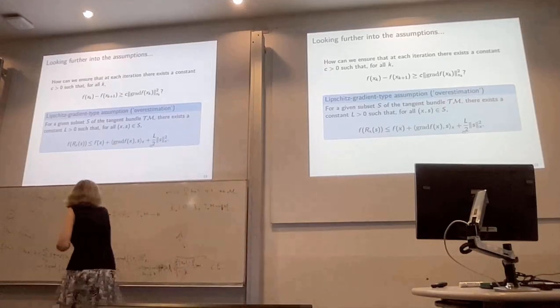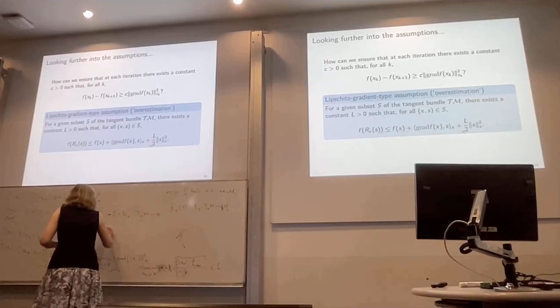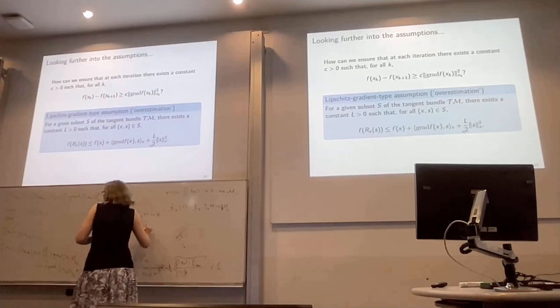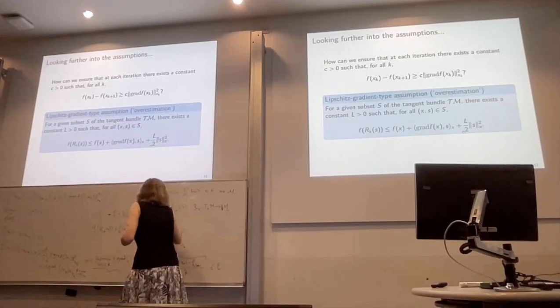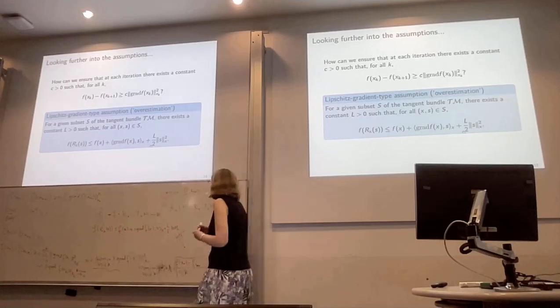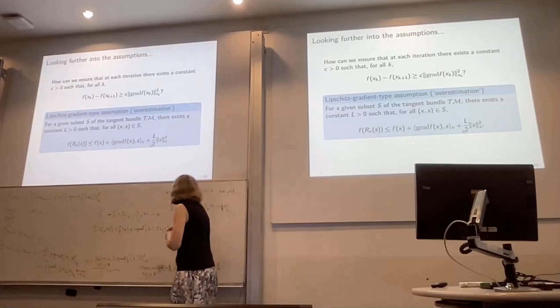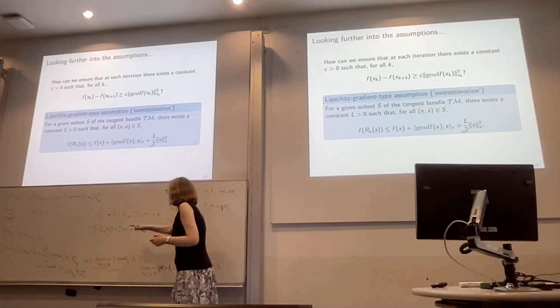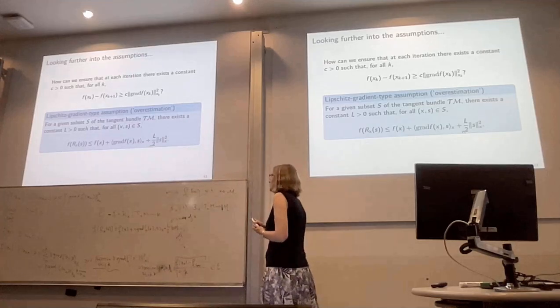So I assume that f at R_x(s) is less than f at x plus, so this is my Taylor expansion, okay? Plus L over 2 s squared. Okay. So I assume that the function satisfies this for some L that is independent of x. So there exists a value here that doesn't depend on the local tangent space such that this property works.